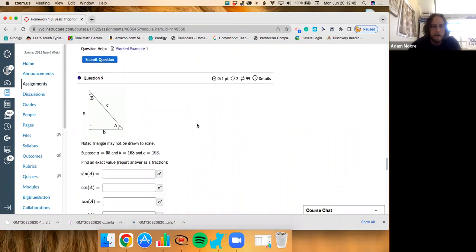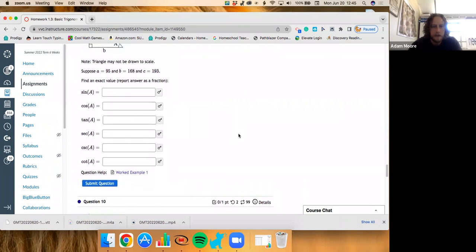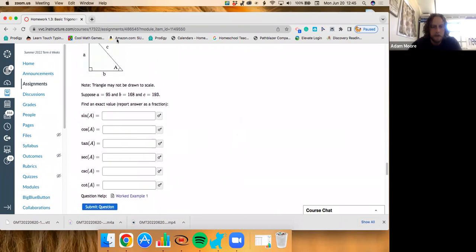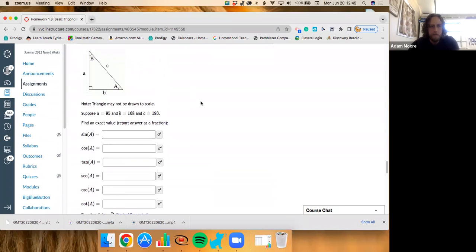Okay, next deal. Suppose we have these things. Enter an exact value, report as a fraction. So here we go. Let's at least do part of this one together. Suppose that A is 95, B is 168, and C is 193. Let's label them up. A, we'll just put 95 here. B is 168. C is 193.